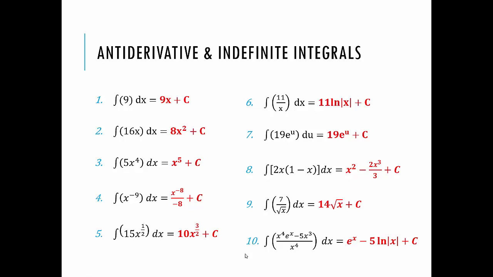So what I would do is work through each one of these and make sure you know how I got my answers. Probably this last one gives most students a hard time, but notice if you separate this into two fractions, the x to the fourth cancels, and then I end up with just a minus 5 over x, and that's how I get this.